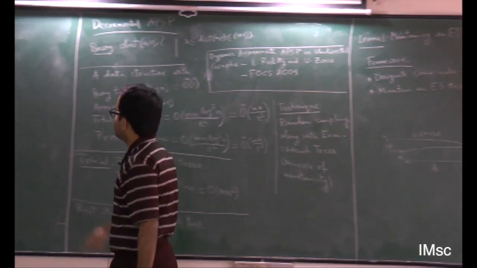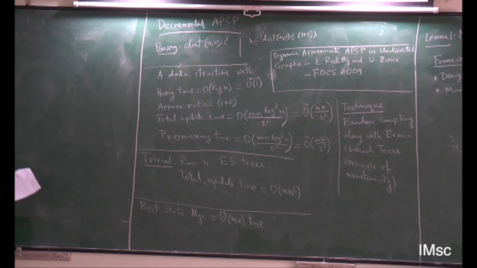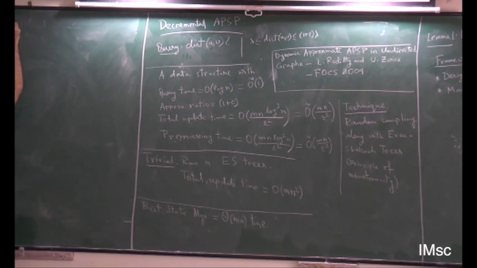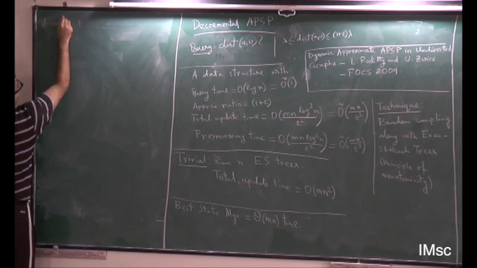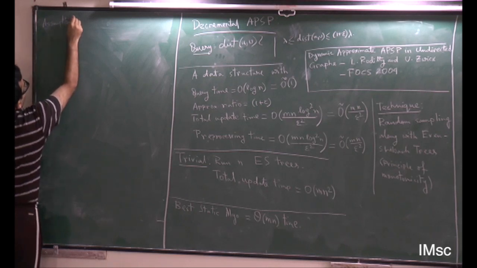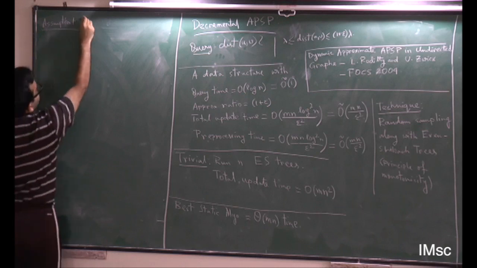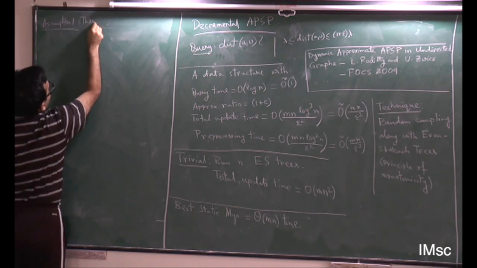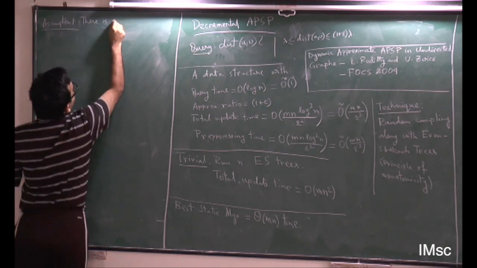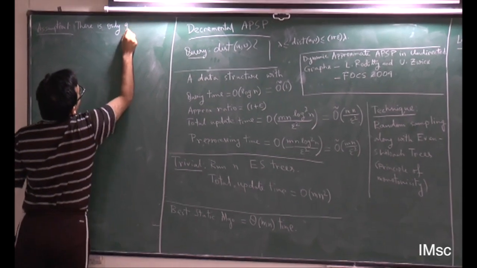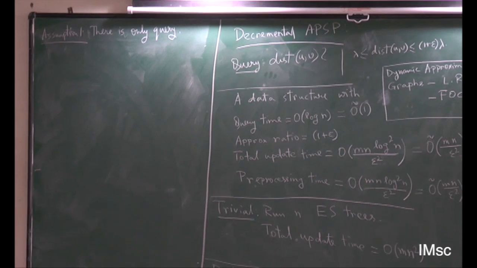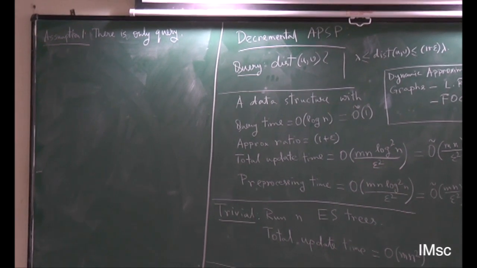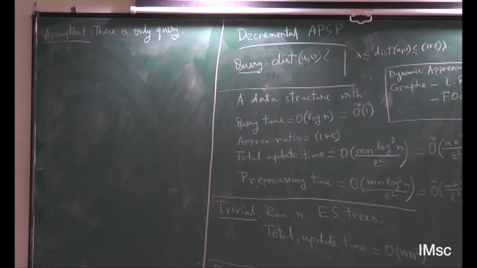Okay, so now let us delve into the details. I'll make two assumptions and I'll later on relax these two assumptions. Assumption 1 is there is only one query. What do I mean by that? You start with a graph of images and then it's a decremental setting.